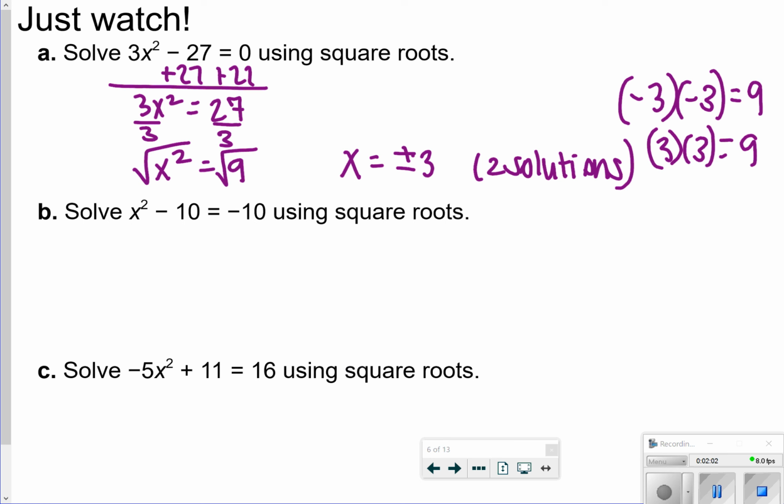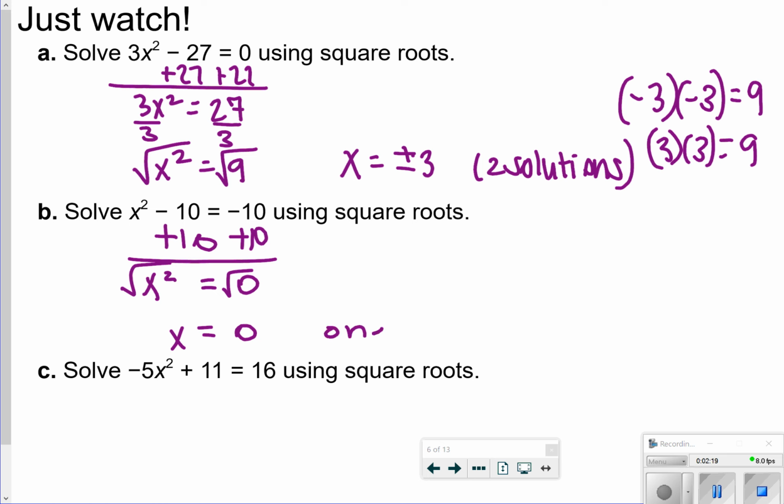For letter B, I'm going to again go ahead and solve for x using square roots. I'm going to add 10 to both sides. So I get x squared is equal to 0, and when I find the square root of both of those, x will just be equal to 0, meaning I have one solution.